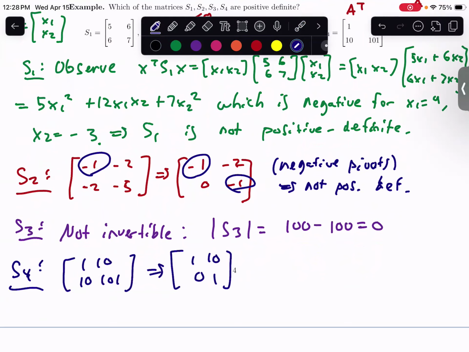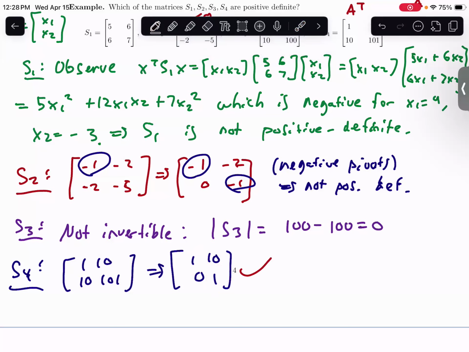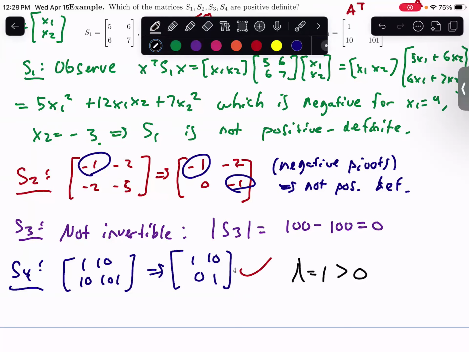So this is going to be positive definite. You can see the eigenvalues are just going to be 1, 1. So you have 2 eigenvalues that are equal to 1. They're both greater than 0. So this is going to be positive definite. Handwriting's so bad. Positive definite.